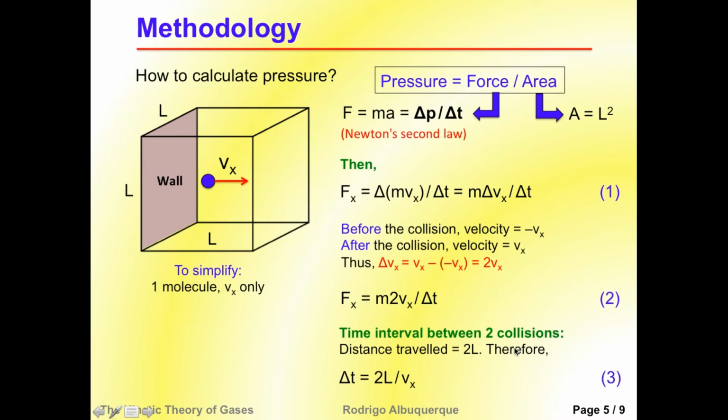And if we use the very simple relation between velocity and distance traveled, which means velocity equals distance divided by time, we can calculate the time, which is distance divided by velocity. In this case, equation 3, we can now take the delta t and substitute into equation 2 to get equation 4, which shows how the x component of the force is given as a function of the x component of the velocity.